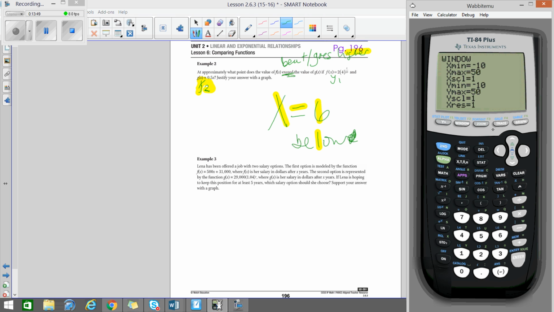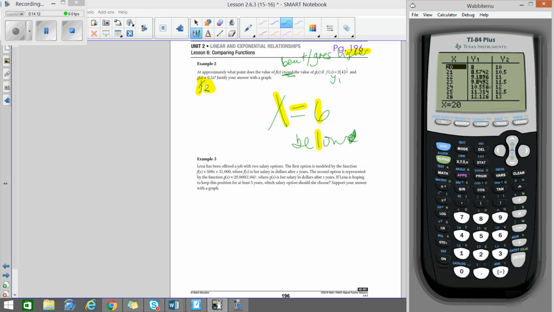And since our max was 50, when I go back to my table, I want to look at x values that are like, I don't know, 20, 25. So I'm going to go to second window, and start at like 20. And I'm going to see when that happens. So when does the y1 beat the y2?